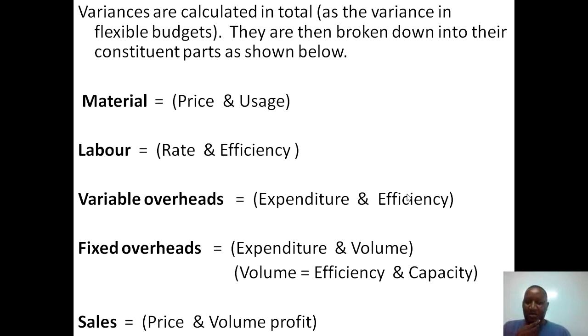So let's look at the possible variances that we can calculate. In relation to material, we calculate the material usage variance and the price variance. In relation to labor, we calculate the efficiency variance and labor rate variance. In relation to variable overheads, we calculate efficiency variances and expenditure variances. In relation to fixed overheads, we calculate expenditure variances, and also efficiency and capacity variances, which of course is a breakdown of the volume variances. And under sales, we calculate the volume profit variances and the price variances as well.